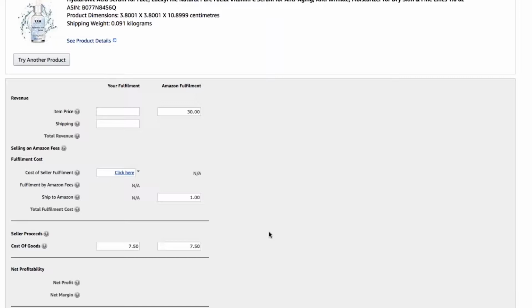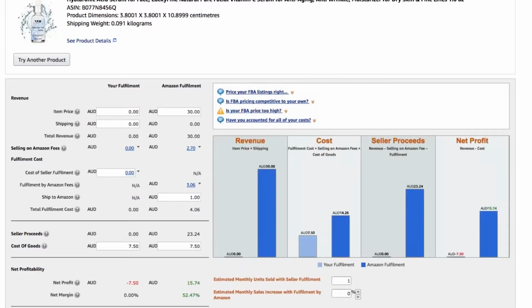All right, so that's all the information we're going to give Amazon. We're going to give them the price, the RRP, the selling price on Amazon, the cost to get the product into Amazon's warehouse from our factory, and the cost of the good itself. We can calculate that out, and now we can see all of the fees that Amazon's going to charge us. So here's the selling on Amazon fees. That's like the commission that you pay to Amazon.